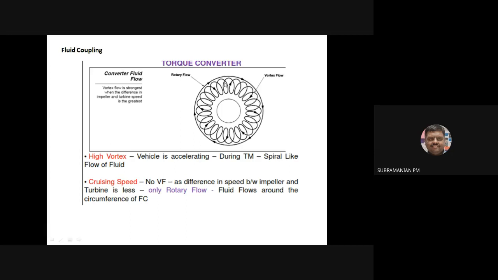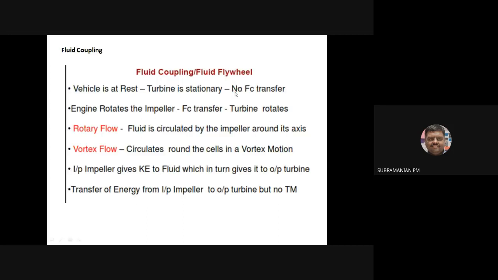When will vortex flow be there? Whenever I am going to transfer the torque from the impeller to the turbine, I will have vortex flow. That is, whenever the speed of the turbine is less than the impeller. That is, the turbine is getting power from the impeller, so I will have vortex flow. When the speeds are more or less equalized, further torque is not transmitted from the impeller to the turbine, and I will have what? Rotary flow. So this point you have to discuss.